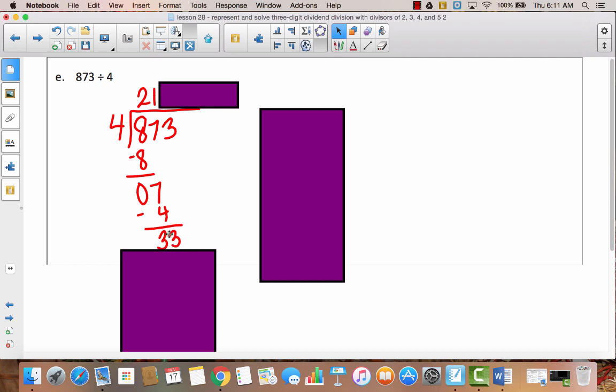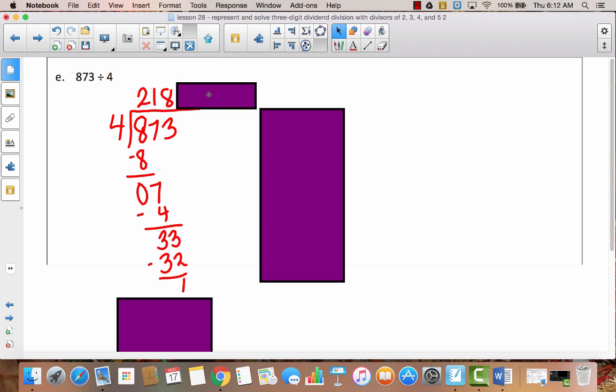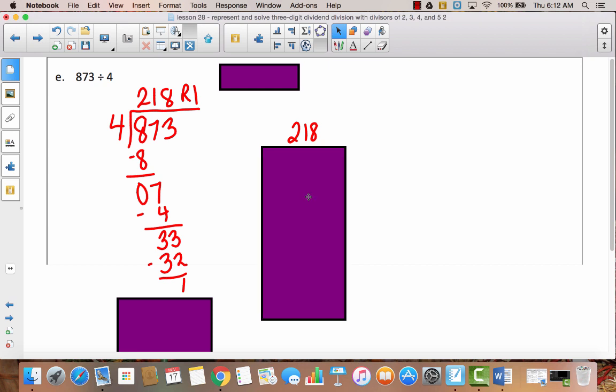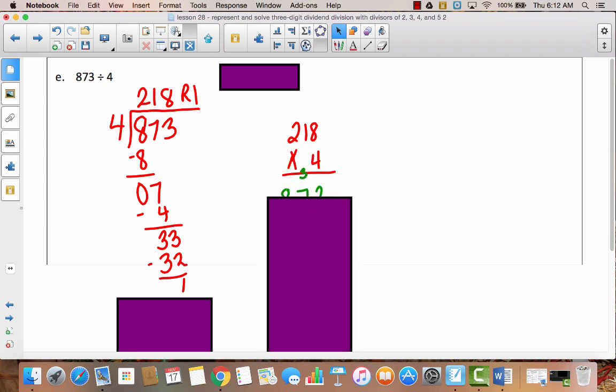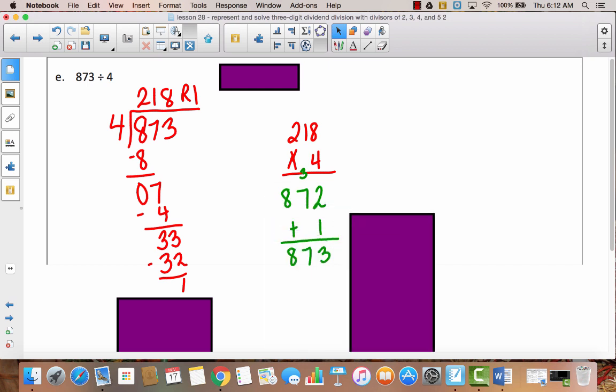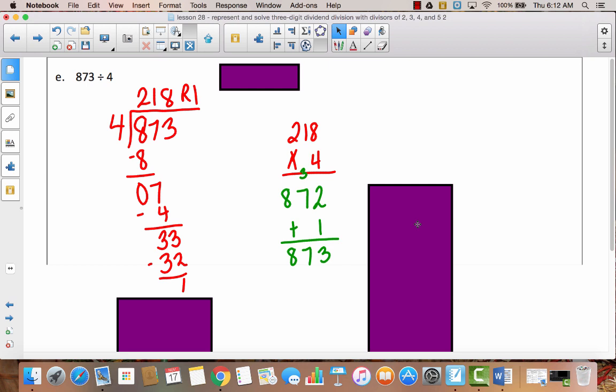I put those into 4 groups, so I counted by 4s. When I counted by 4s, I got all the way to 32, and that was 8 4s. 8 times 4 is 32, so when I subtracted, that left me with the remainder of 1. So then it was time to check. I took my quotient, which is 218. I was dividing by 4, so I multiplied times 4, and that gave me 872. And then I added my remainder of 1, and that gave me 873. So hopefully you're starting to become more comfortable with this process.